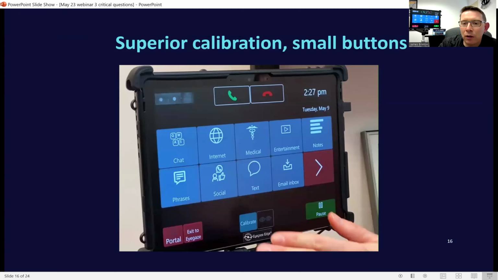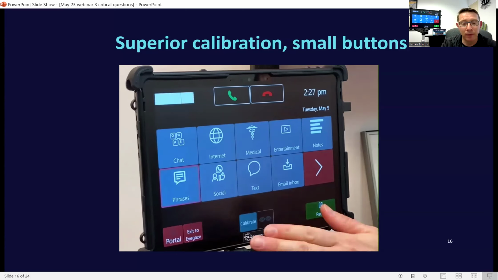Okay, I'd like to show you a couple more videos here. First, this is Yama with superior calibration accessing small buttons for the first time. He is keyboard literate, so after his great calibration, I put him right on a keyboard and wanted to see how he did.